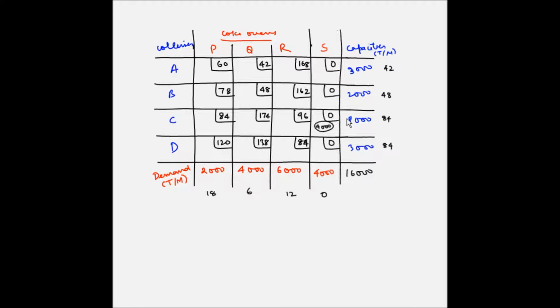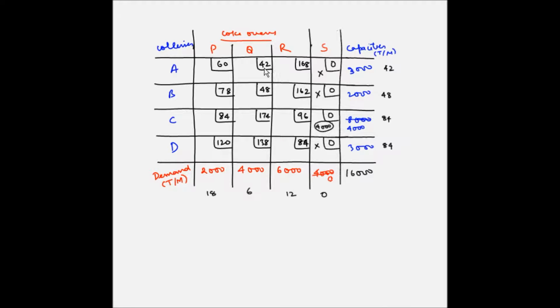Now with this allocation, the capacity remaining at C becomes 4,000 while the demand remaining at S becomes 0. Now since the entire demand for S has been met, we'll cross off the remaining squares indicating that they are no longer required to be allocated. Now let's again determine the row and column differences.